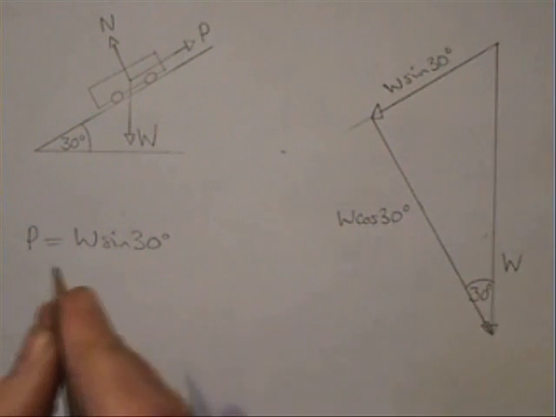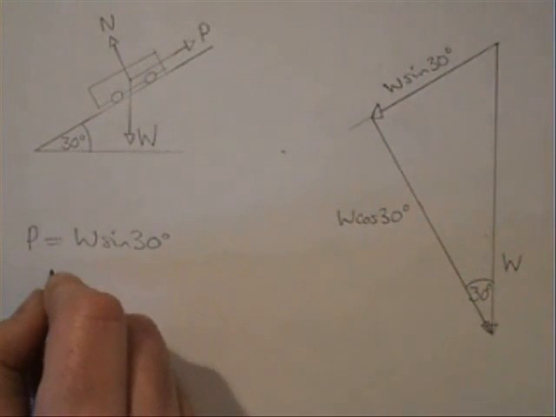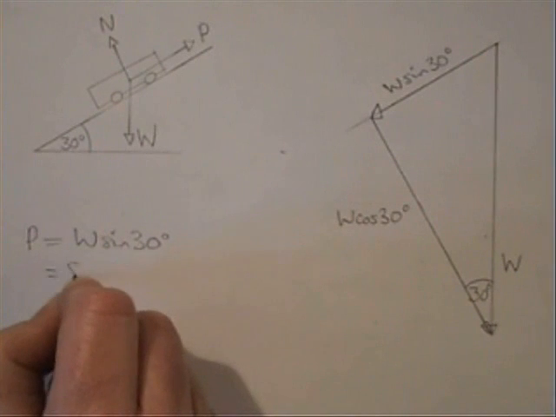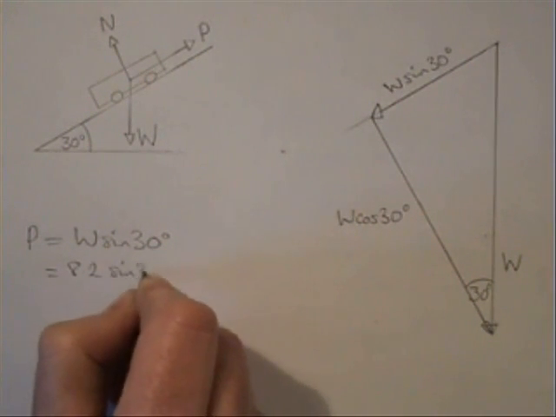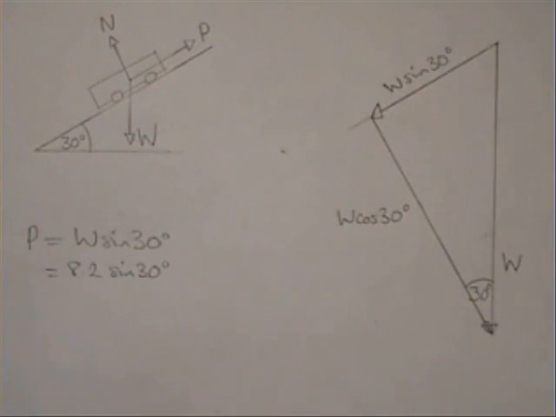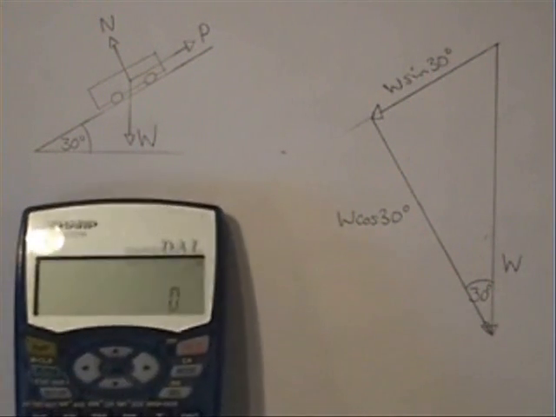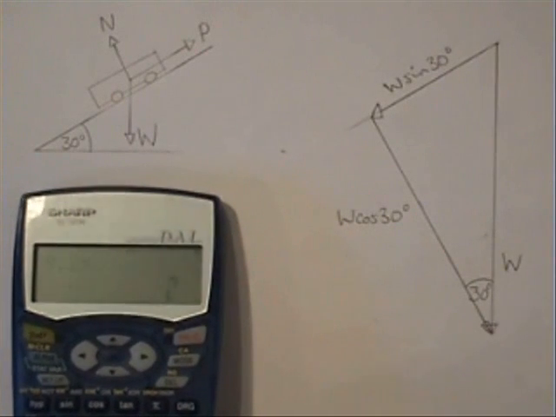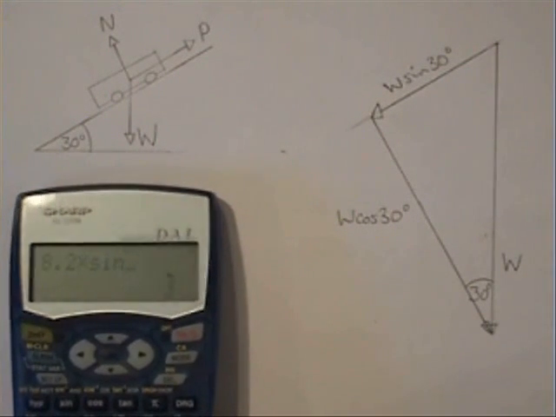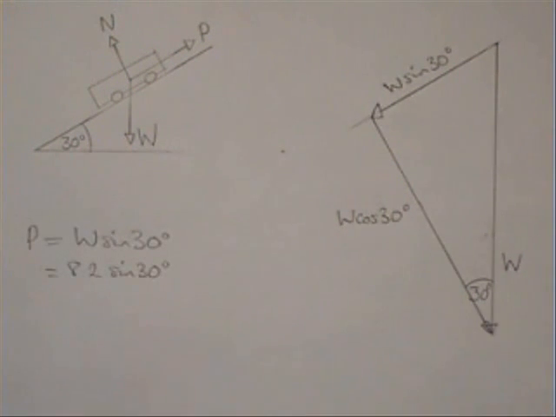And we know that the weight, which we measured, was 8.2 newtons. So P equals 8.2 times the sine of 30 degrees. So we take our calculator, 8.2 times the sine of 30 degrees, which is 4.1 newtons.